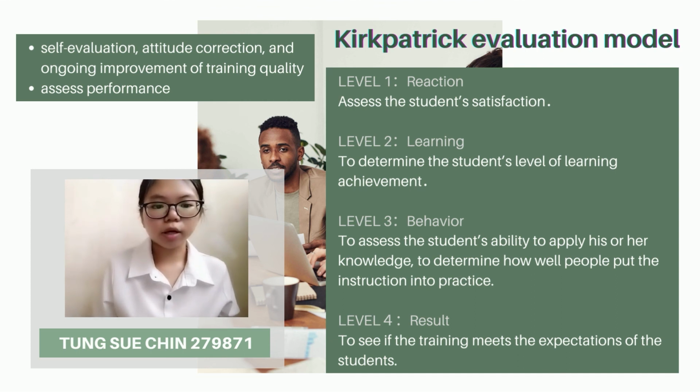The next level is behavior. To assess the student's ability to apply his or her knowledge and to determine how well people put the instruction into practice. It can also show areas where they want assistance. The last level is result. To observe if the training meets the expectation of the student or not.